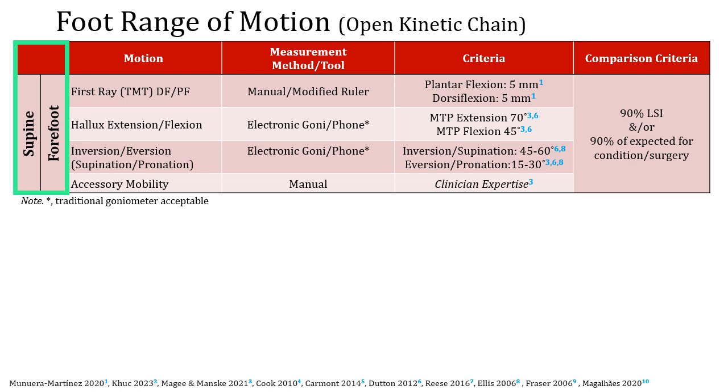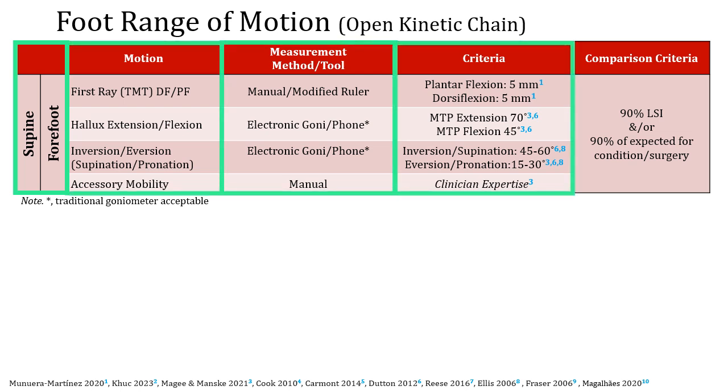In the first column, it's going to be the position as well as the portion of the foot that we'll be measuring, the motion or motions, the measurement method, the criteria, and then the comparison criteria beyond just the independent criteria or individual criteria in isolation. For instance, let's take the first ray. The first ray should be able to plantar flex and dorsiflex 5 millimeters in each direction, but the comparison criteria would be that we need it to be adequate to normative data for that particular condition.